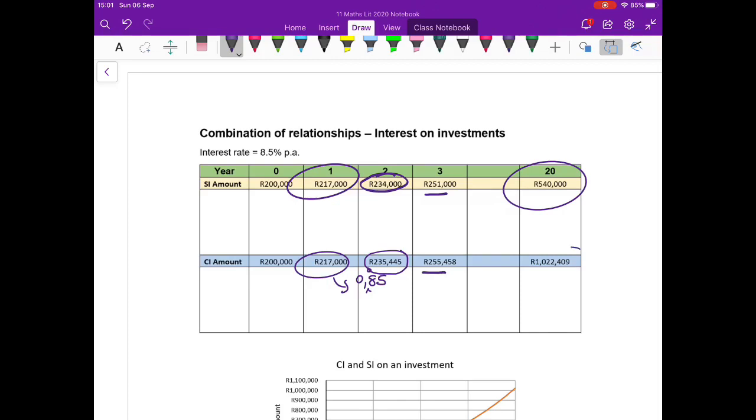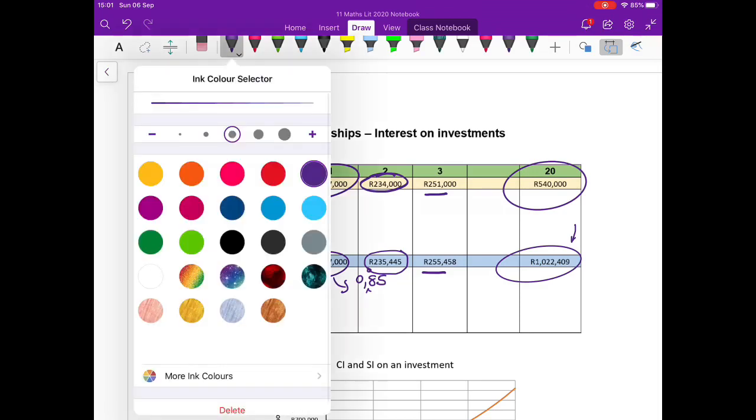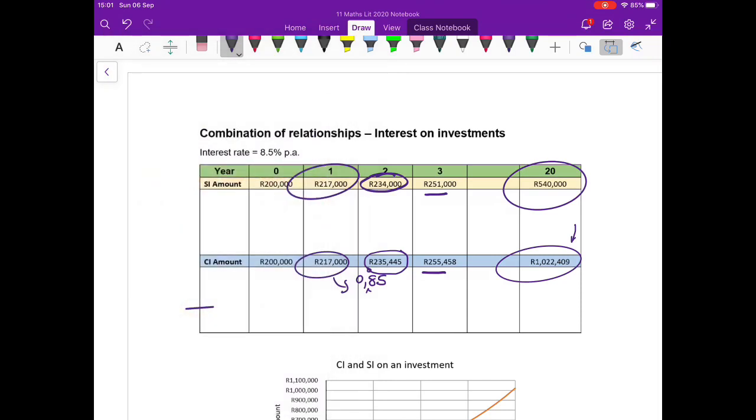So after 20 years, we can compare these two, and your compound interest investment is nearly double what your simple interest investment was. So again, we had to look at the compound interest. This is increasing at a constant ratio. This is increasing at a constant difference.